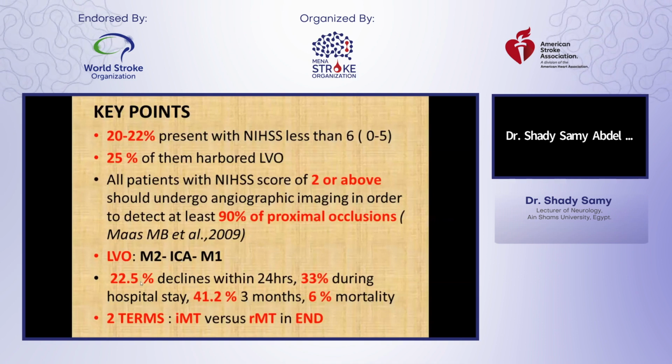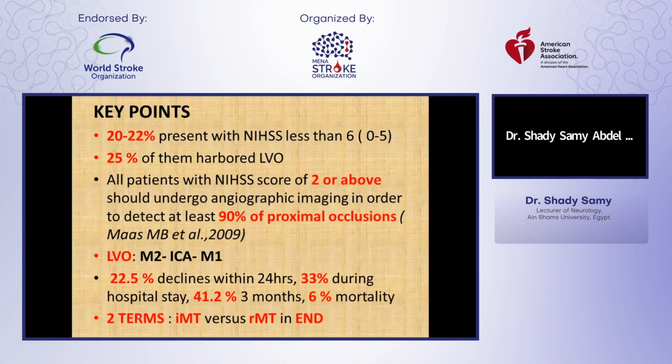From these patients, 22.5% decline within the 24 hours, 33% decline during the hospital stay, with a 6% mortality, and 41.2% decline at 3 months, which is a huge percentage. So the patient walks into the emergency department walking, and you just find some facial droop or some mild weakness, and he will be discharged as a bedridden patient. So acute vessel imaging is a priority for every patient. There is no NIH cutoff value of 6 or more. However, with less than 6, 25% of them harbored a major vessel occlusion, and if left with no careful observation and immediate intervention, they will rapidly decline.